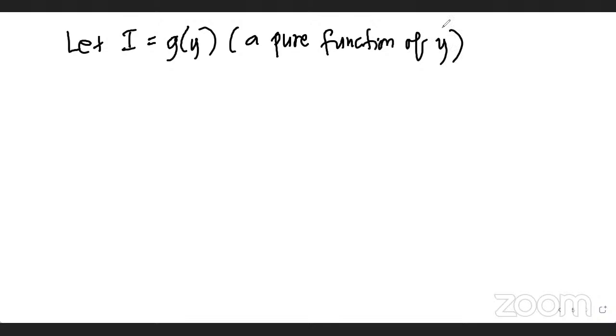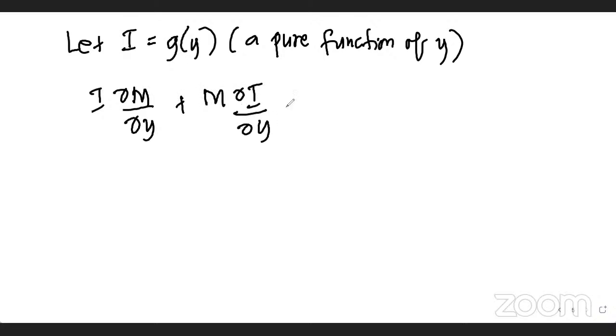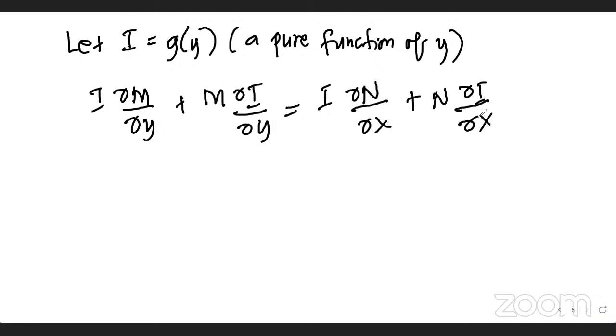So kapag ganon, if babalikan natin yung kaninang equation, di ba? If you remember, we have I times the partial derivative of m with respect to y plus m times the partial derivative of I with respect to y should be equal to I times partial derivative of n with respect to x plus n times the partial derivative of I with respect to x.